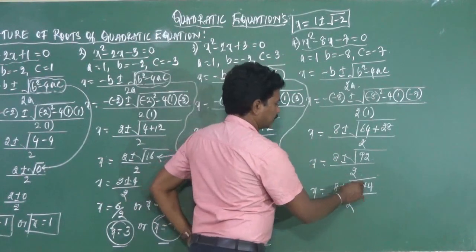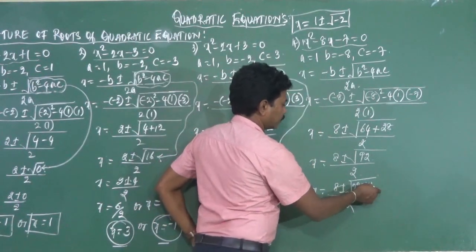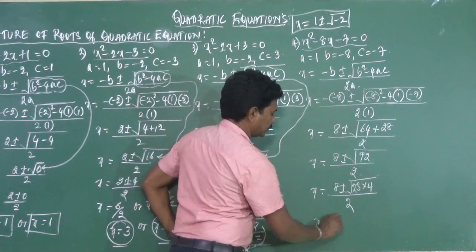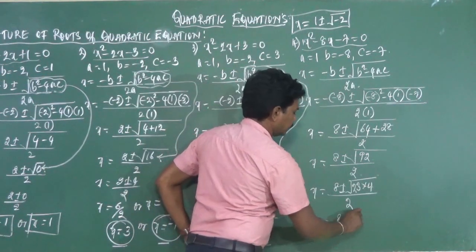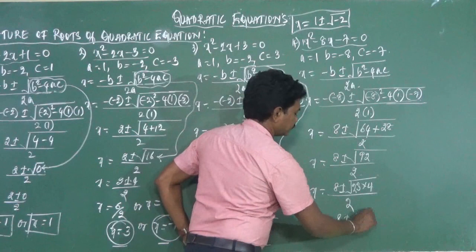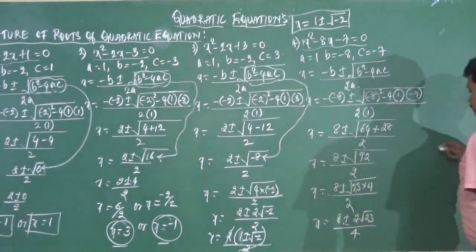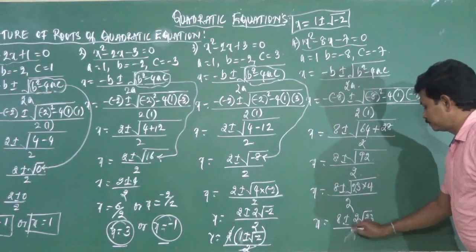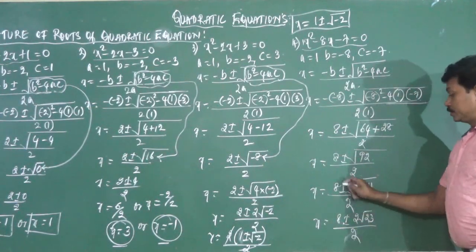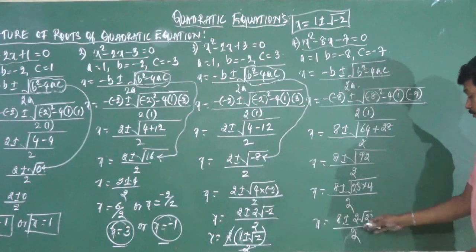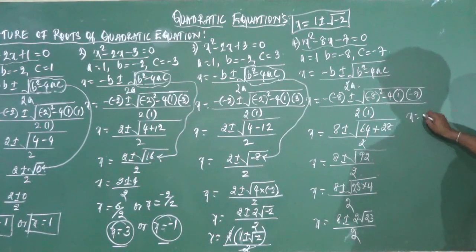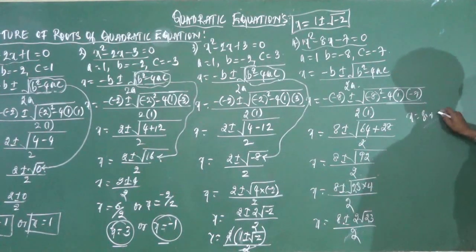So square root of 23 into square root of 4 becomes, so square root of 4 is 2. So x is equal to 8 plus or minus 2 root 23 by 4. Okay, no problem. Oh, sorry, 2. I was thinking that 2 one side to 4 side goes. I was thinking, so therefore I wrote 4. Right. So x is equal to 8 plus or minus.